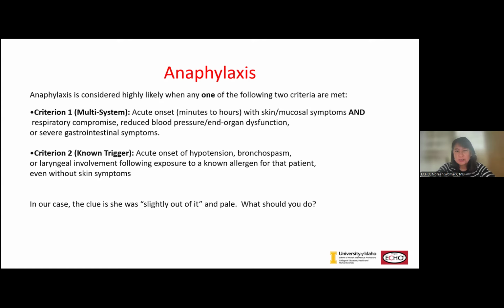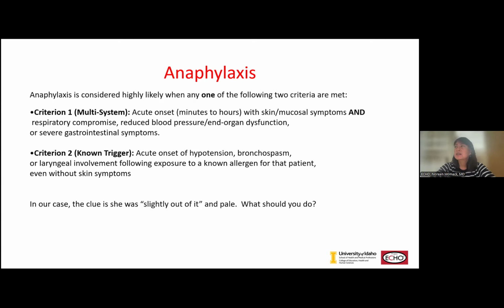She had acute onset, minutes to hours, of skin and mucosal symptoms and respiratory compromise, reduced blood pressure. If you took her blood pressure, I should have mentioned that. That might have helped you guys. She was pale, so you took her blood pressure and it was low, or severe GI symptoms. That is enough to consider anaphylaxis. Criterion 2 is easier because it's a patient with a known allergen and acute onset of low blood pressure, difficulty breathing, even without any skin symptoms. In that case, also, you would give epinephrine.